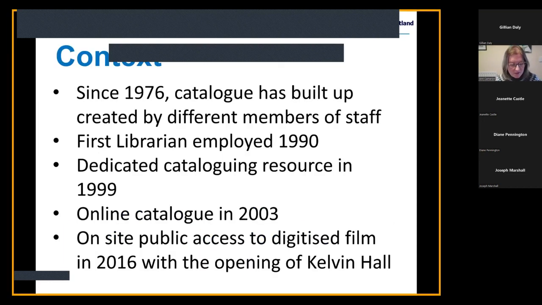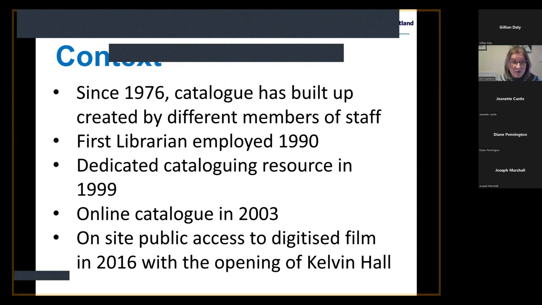So a wee bit of context for you to begin with. The Moving Image Archive is not your typical library catalogue. We've been around since 1976, not always with the National Library. Before that, we were with Scottish Screen, and prior to that, the Scottish Film Council. So it's been really ad hoc.